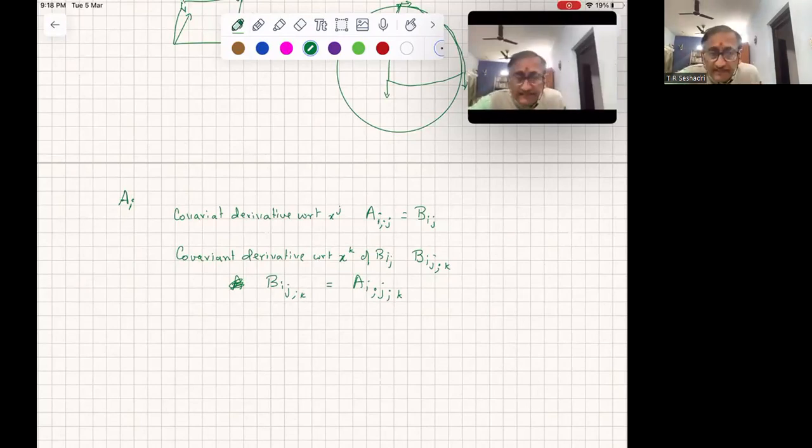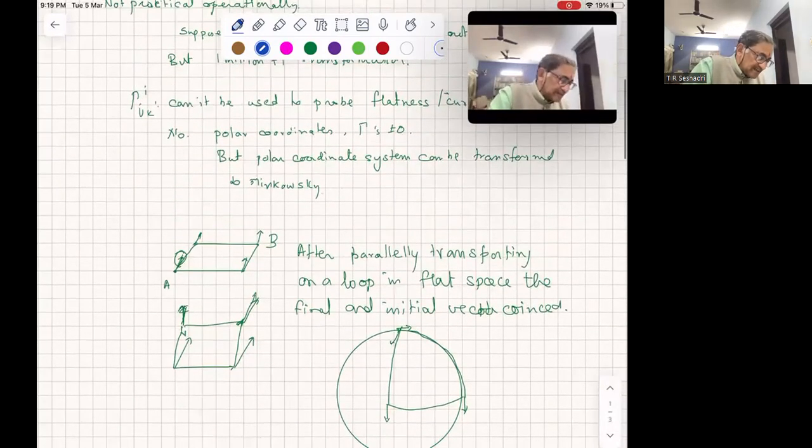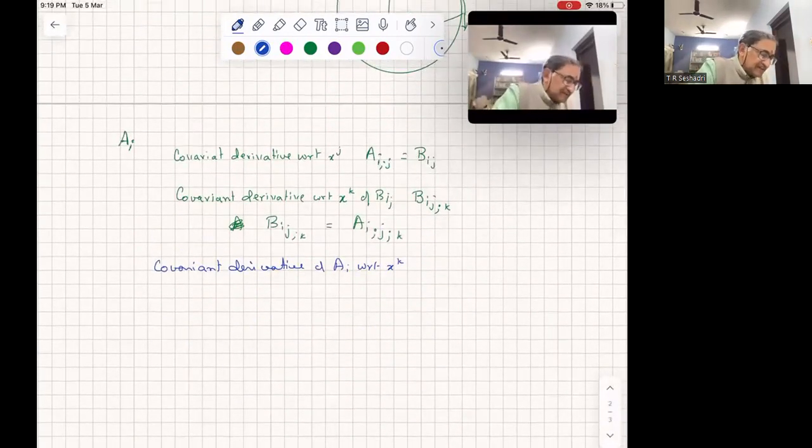Now what I can do is, I can take the covariant derivative of Ai, now with respect to xk first. So here what has happened is, I went like this and like this. In the other one, I went in the reverse direction and compared the vectors. I do exactly the same thing here. I first had with respect to xj and then xk. Now I'll do it with respect to xk first. And this will be Ai semicolon k equal to Bik.